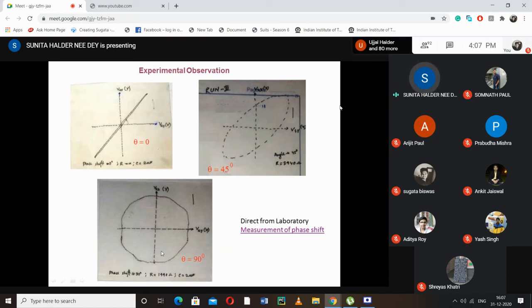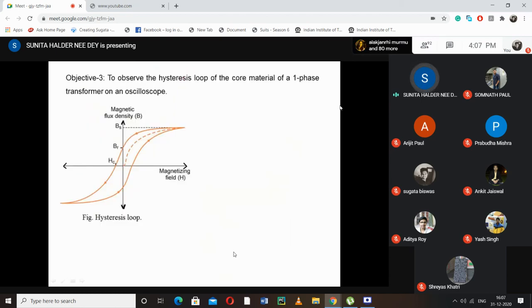But actually we need this 90 degree angle for the next run. The next run is to observe the hysteresis loop of the core material of a single phase transformer on an oscilloscope. What is a hysteresis loop? Theoretically, on the x-axis we put H and on the y-axis B, then we plot the BH curve. For different values of H, we put the B.